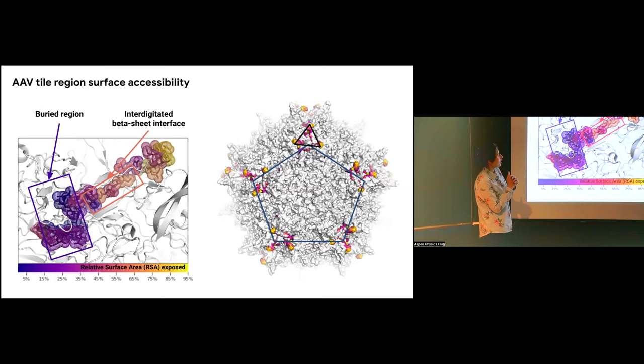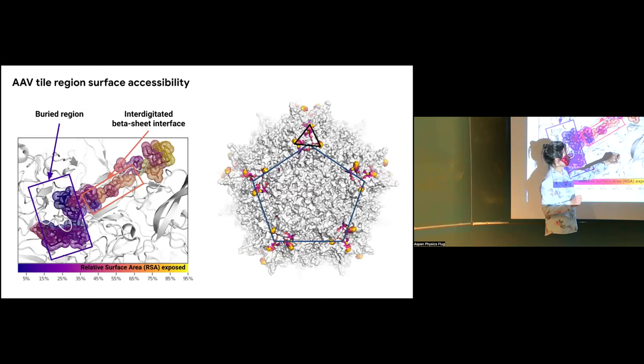And so if you were to design this, there are lots of things that you might think about when trying to make changes. Right? It doesn't seem like an easy design task. And of course, that single tile happens 60 times in the overall structure. So if we mess it up, it's really going to mess up the assembly of the capsid.